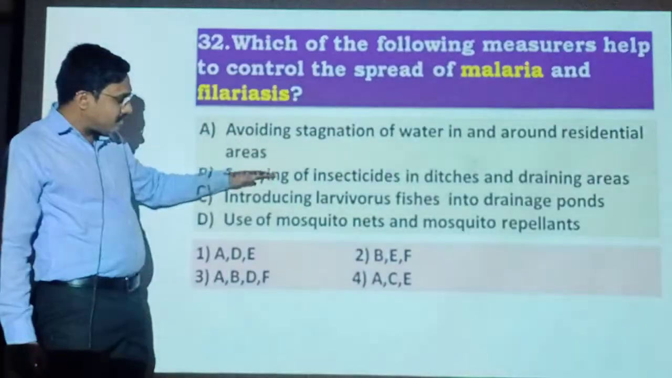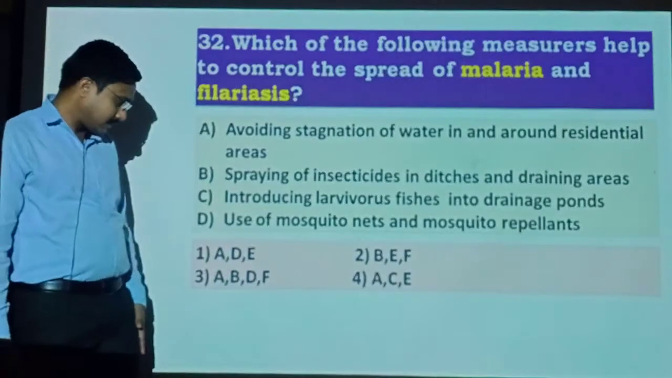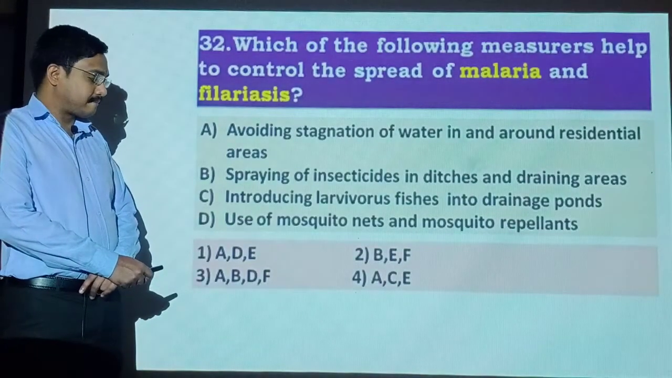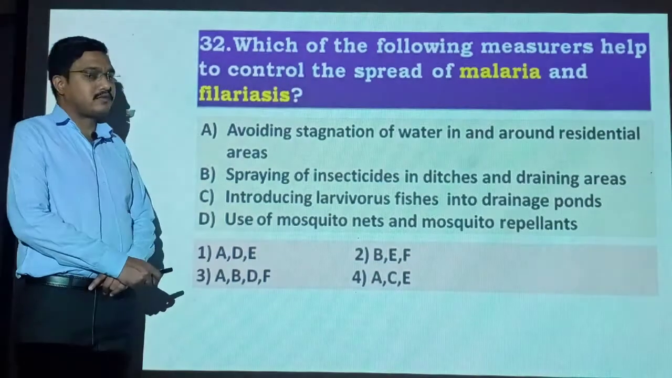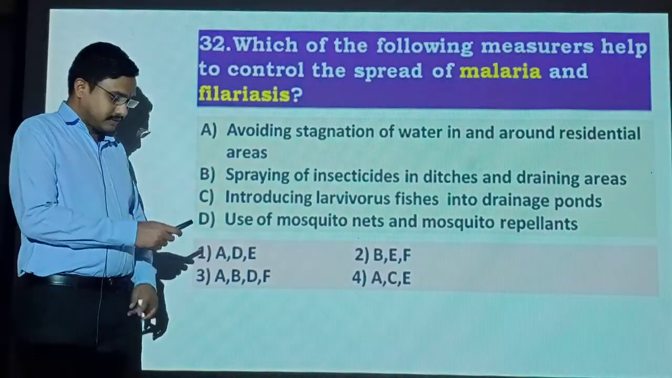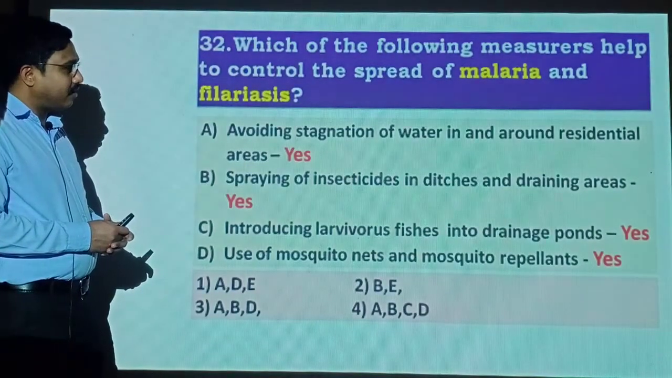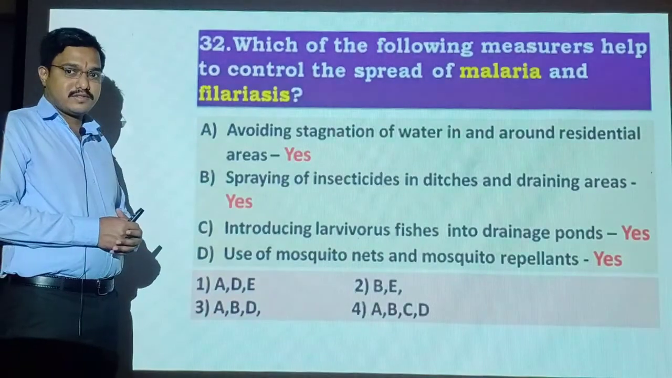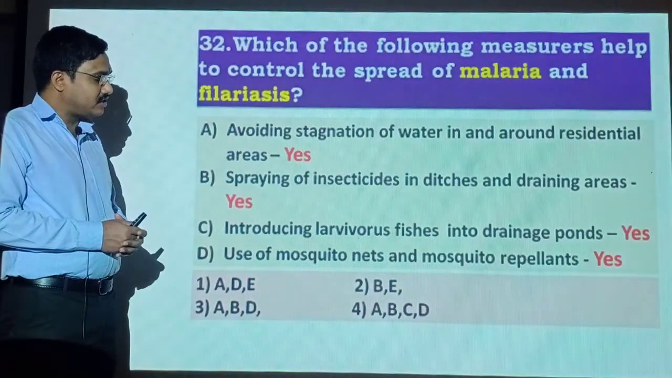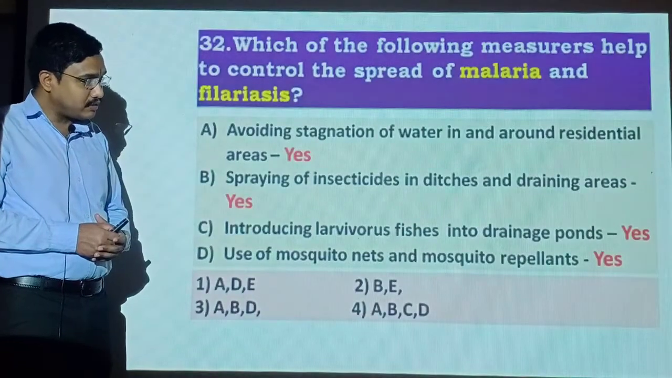Here some measures are given, and we have to see which of these are used to control the mosquito. Okay, see here, first one, avoiding stagnation of the water in and around residential area. Yes, with this it is possible to control mosquito. B, spraying of insecticides in ditches and draining area. Yes, introducing larvivorous fishes into drainage ponds.